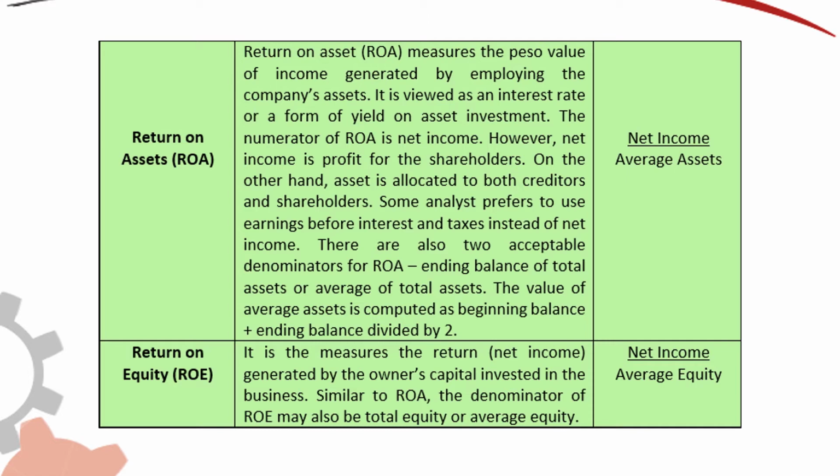The last ratio for profitability is the return on equity. This measures the return or the net income generated by the owner's capital invested in the business. Similar to ROA, the denominator of ROE may also be total equity or the average equity. So let's say that the value is 7%. So it means that for every 1 peso capital, the company generates 0.07 net income from its operations.